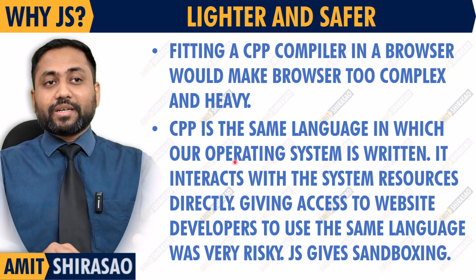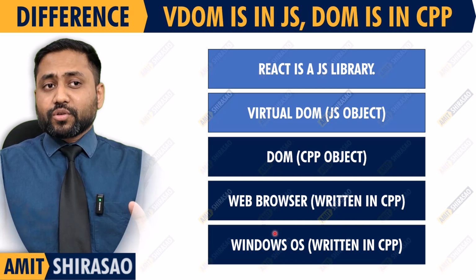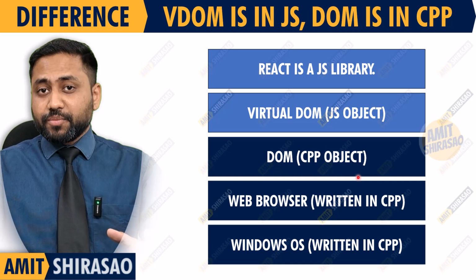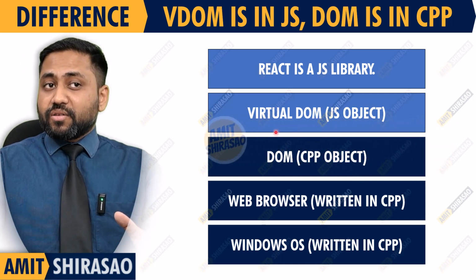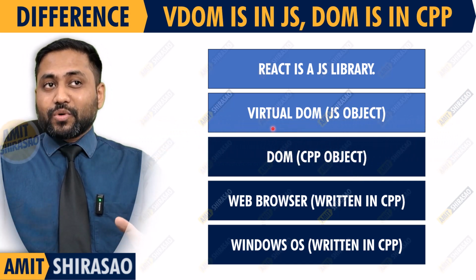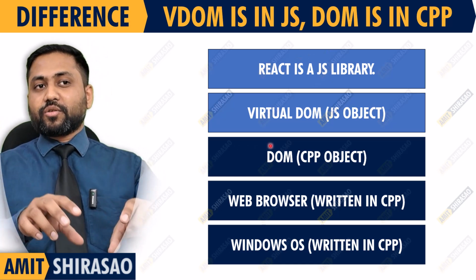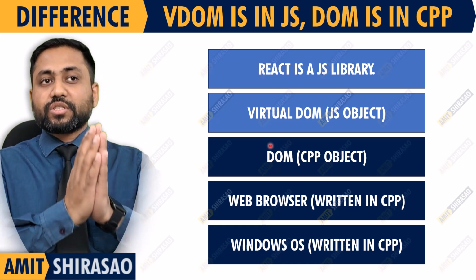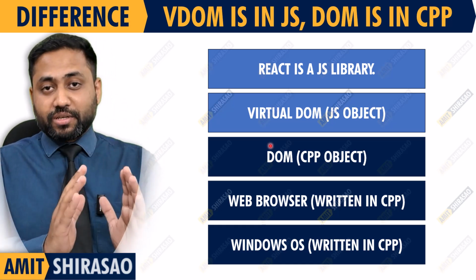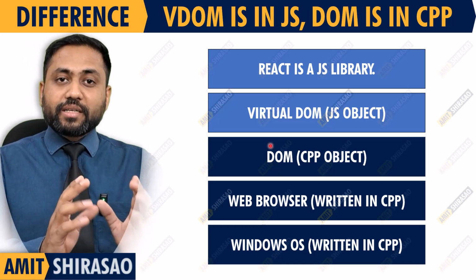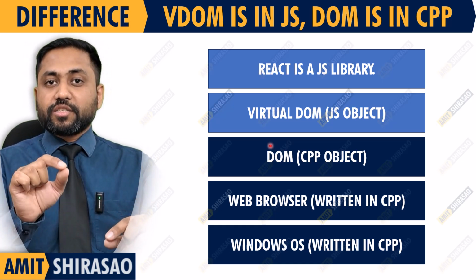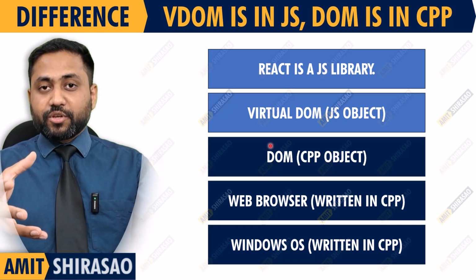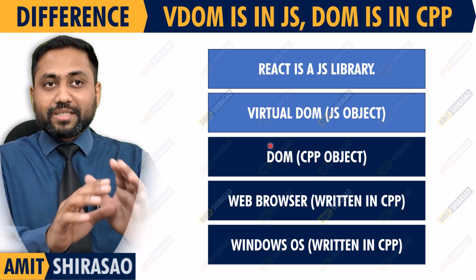Now let us come back to the earlier slides. This is how your system is. Operating system CPP, browser CPP, DOM CPP, virtual DOM. This is what React uses. So React just creates a copy of this CPP objects and it creates it in the form of JavaScript. Why? Because React is a JavaScript library. So React is a collection of functions which are written in JavaScript. Just JavaScript functions collected together, and that becomes a library, and that library is React. So it is nothing but JavaScript.